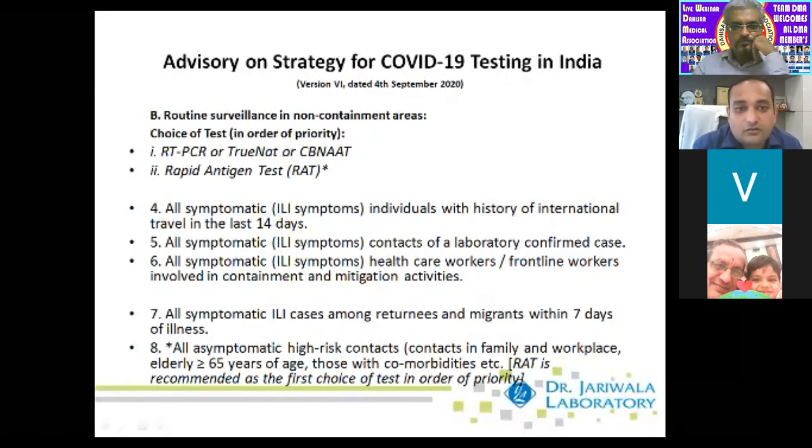So in all non-containment areas, if the patient is having fever, cough, cold or any other atypical symptoms, we need to go ahead with RT-PCR, which is the choice of test. Either RT-PCR or CBNAAT or TrueNat, whatever is available. And if not, only then rapid antigen test as a second line investigation. Next, please.